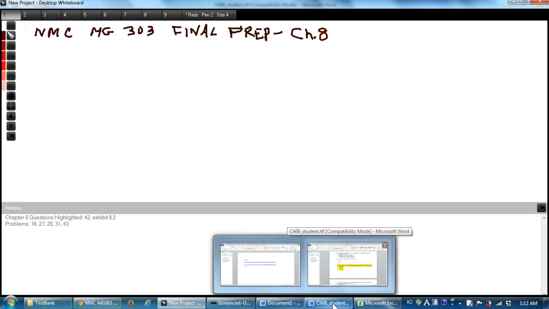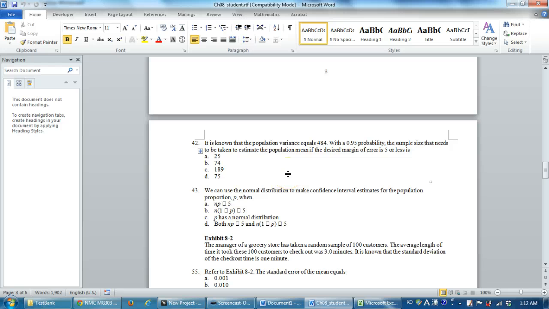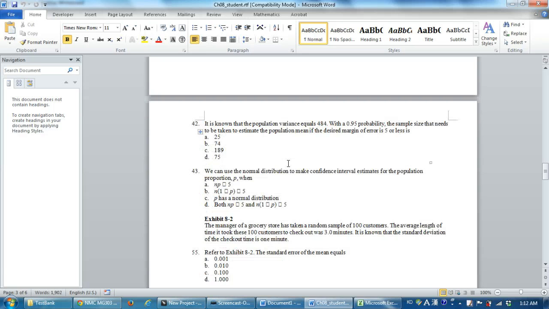So let's take a look at question number 42. That is about calculating the sample size. It's known that the population variance equals 484, with 95% probability, and the sample size that needs to be taken to estimate the population mean if the desired margin of error is 5 or less. The question is related to the discussion on page 353.